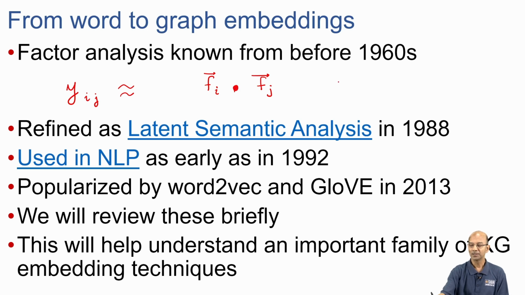Okay? So, think of f of i as a row vector like this and f of j as a column vector like this. If we multiply these together, we get a scalar number, and that is the property I am trying to predict. This technique was refined as latent semantic analysis in 1988 and has been used in natural language processing as early as 1992. This was resurfaced as word embeddings, Word2Vec and GloVe in 2013, and this has been covered earlier in our course. We will still review this very briefly because it will help us understand this important family of knowledge graph embedding techniques.